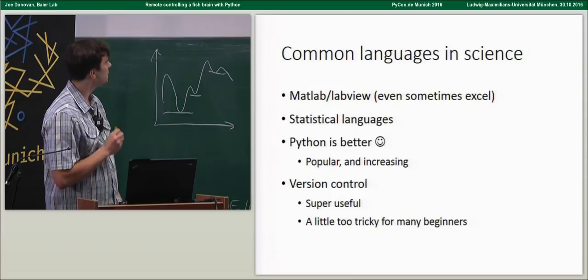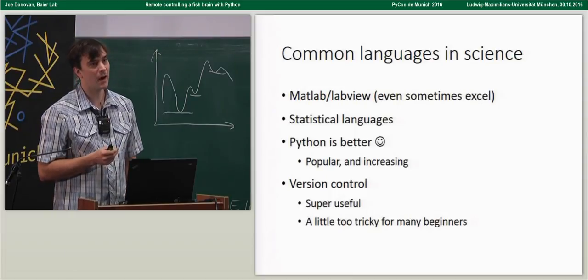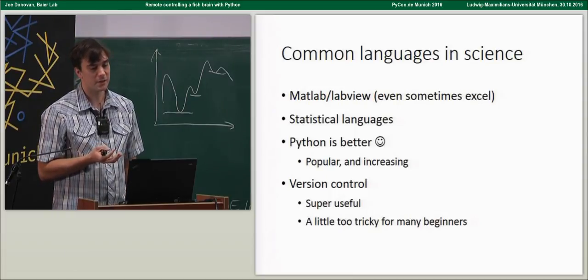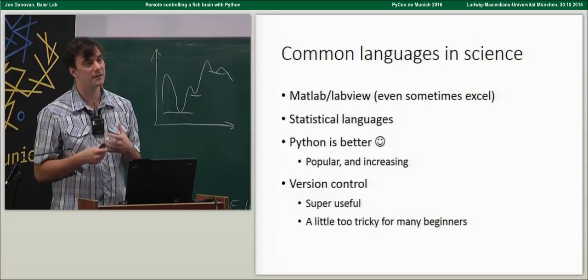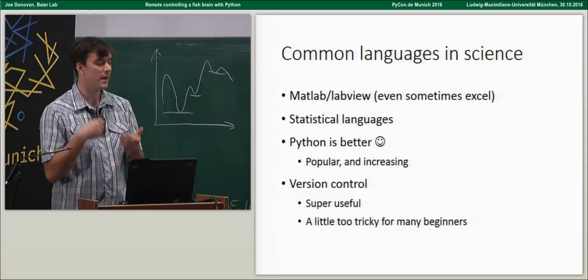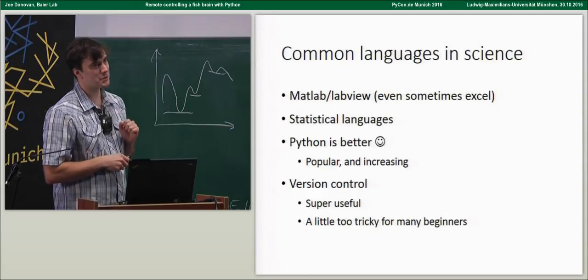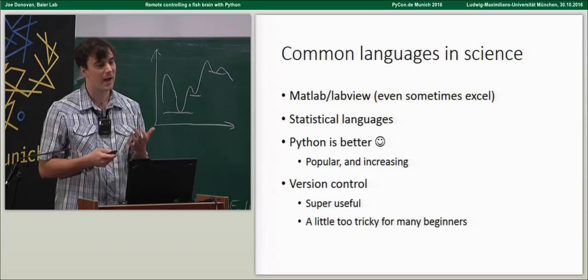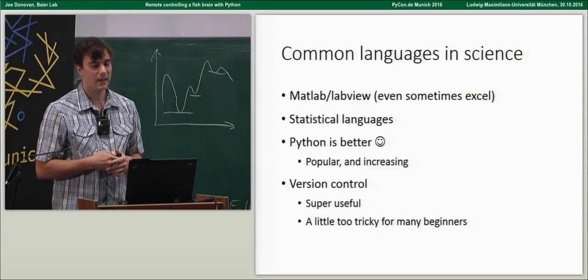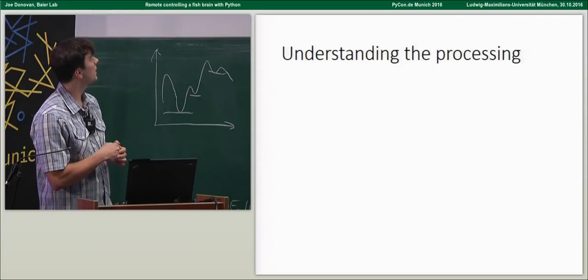And version control is super useful in science because unlike in some industries where you have a script and it doesn't change very often, in science people are constantly trying to tweak things and improve the analyses. Unfortunately, version control right now is a little bit tricky for many beginning programmers or biologists, people coming from other fields. So back to the neural circuits.